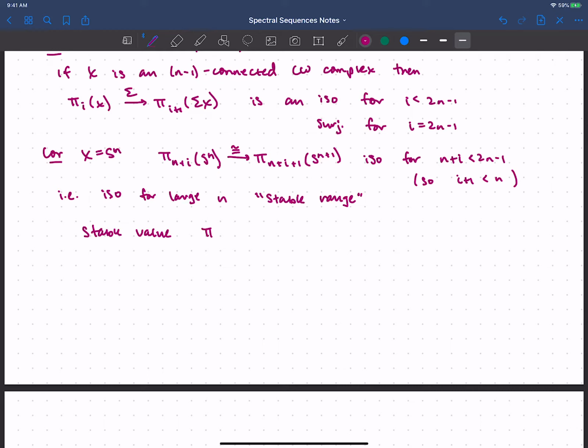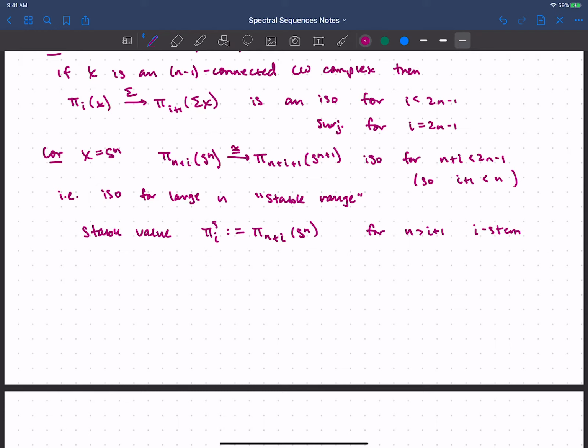So we write pi i stable, though there are many notations for this that you'll see. This one's at least common. This is just pi n plus i of Sn for, let's see, I guess we need n greater than i plus 1. And this is what we call the i stem. I really can't write today. All right, bear with me.